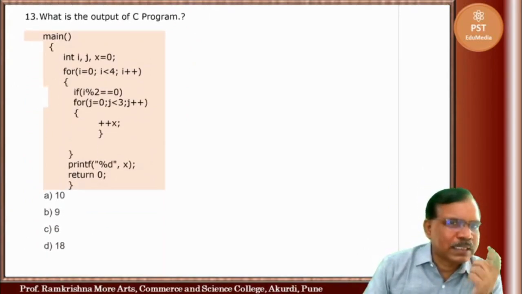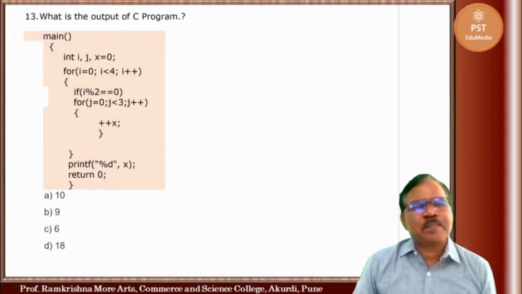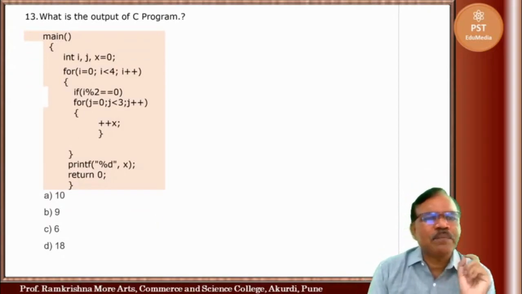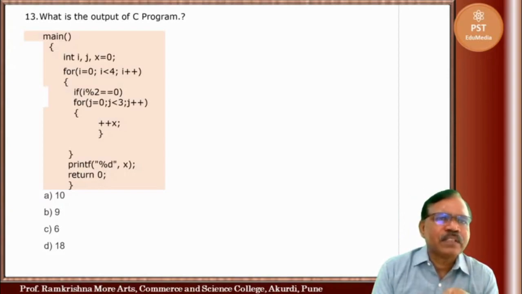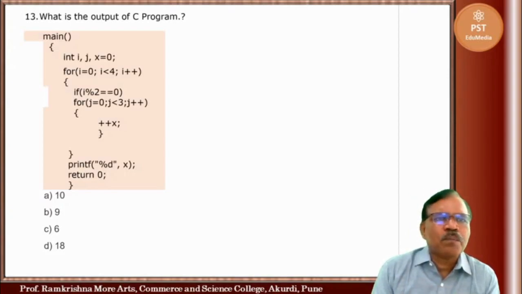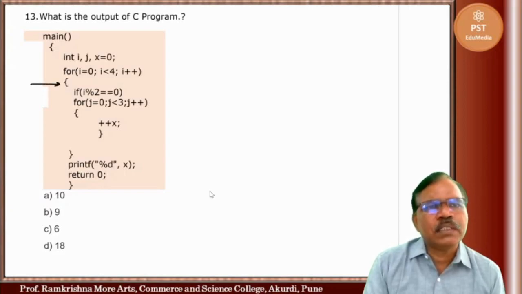आता पहा, अगोदरचा जो आहे तसाच प्रोग्राम घेतलाय, फक्त एक छोटासा चेंज केलाय. What is the output of this C program? Main, carefully look at the program. main int i, j, x equal to 0, for i equal to 0, i less than 4, i plus plus, and here the first for loop starts.